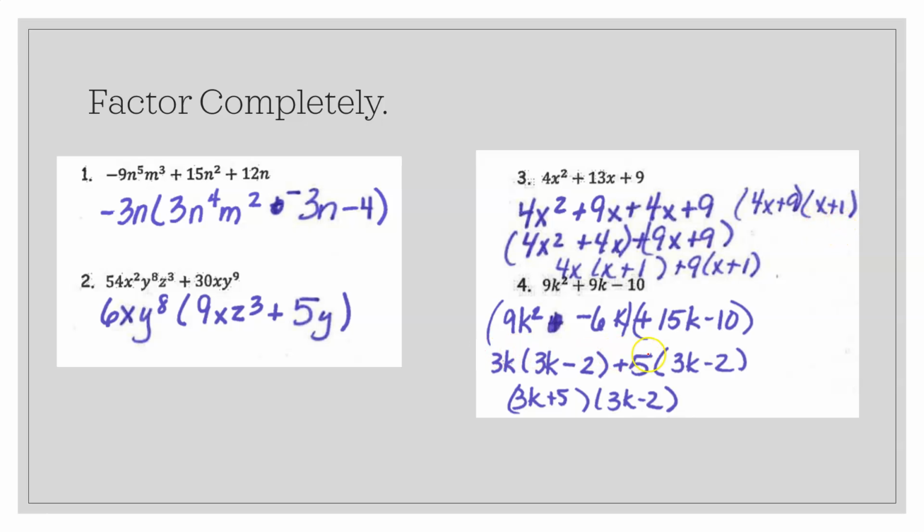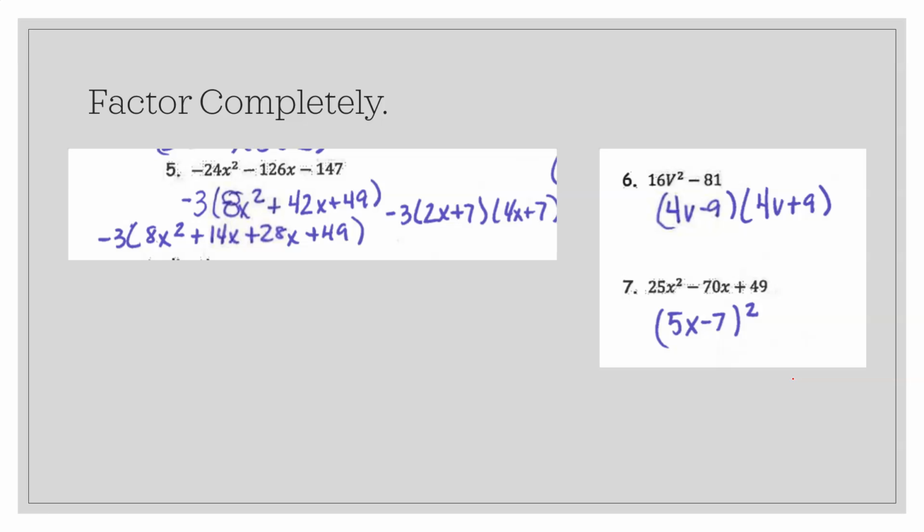Same applies here. There's no greatest common factor, so you had to find factors of negative 90 that together equal 9. So I grouped. I have 9k squared minus 6k plus 15k minus 10. Here's the two factors. I split that term into two factors and then I grouped to get 3k plus 5, quantity 3k minus 2.